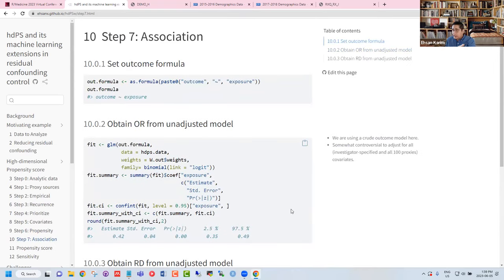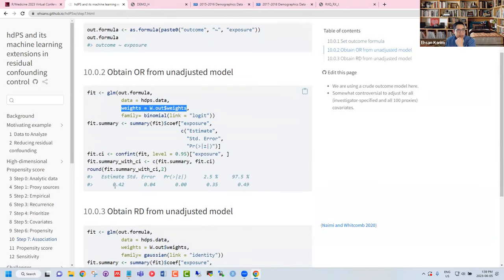Before you compare, once you have the inverse probability weights, you can try to estimate the odds ratios. And how do you estimate the odds ratios? You basically use the weights to inflate your population to a pseudo population. So say, for example, when I'm using the GLM, I'm basically using the weights that I have calculated based on the propensity scores in my previous step. And I basically estimated the log odds ratio, and the log odds ratio was 0.42.